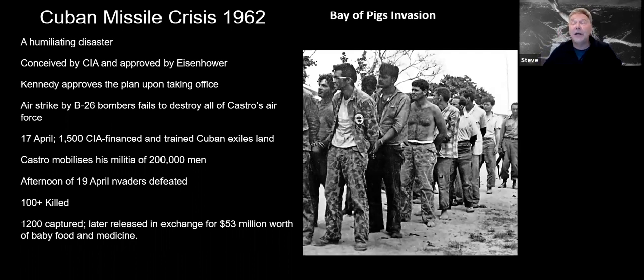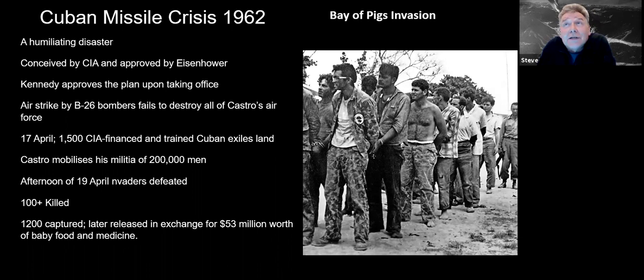So one of the results of this was the Bay of Pigs invasion. This was actually approved by Eisenhower, but Kennedy also approved it, but it turned out to be a complete disaster. There was an airstrike by B-26 bombers, which were actually flown by Cuban exiles, but they were American bombers with the identification changed on them. And then 1,500 of these Cuban exiles, who were trained and financed by the CIA, landed at the Bay of Pigs.